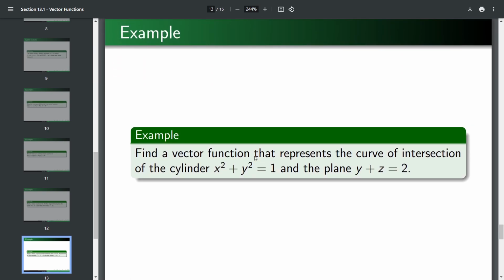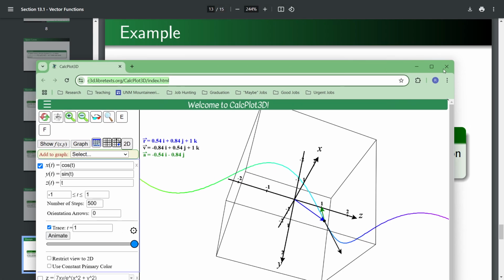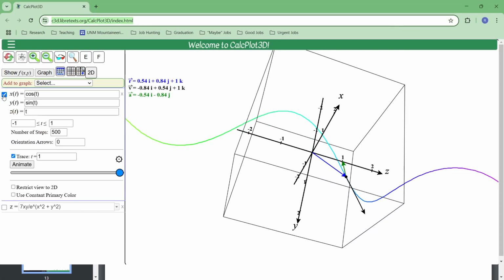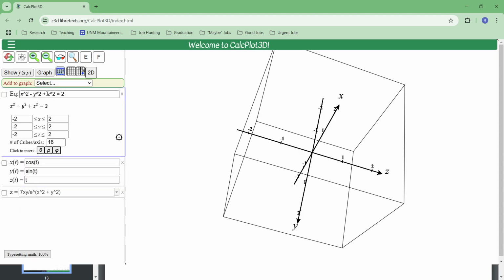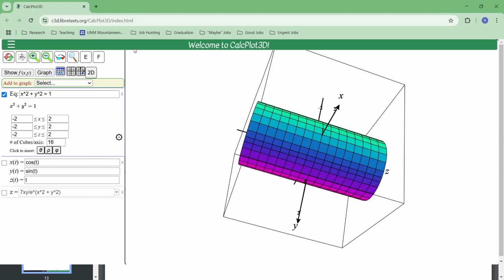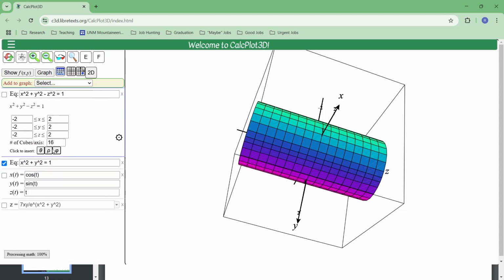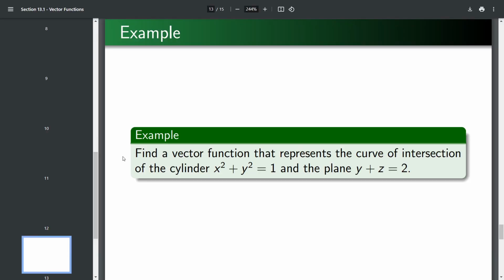All right. Find a vector function that represents the curve of intersection of the cylinder x squared plus y squared equals 1 and the plane y plus z equals 2. Let's get an idea of what that looks like first. So we want an implicit surface, x squared plus y squared equals 1. And the other implicit surface was y plus z is 2. Make sure I got that right. Yeah, y plus z is 2.